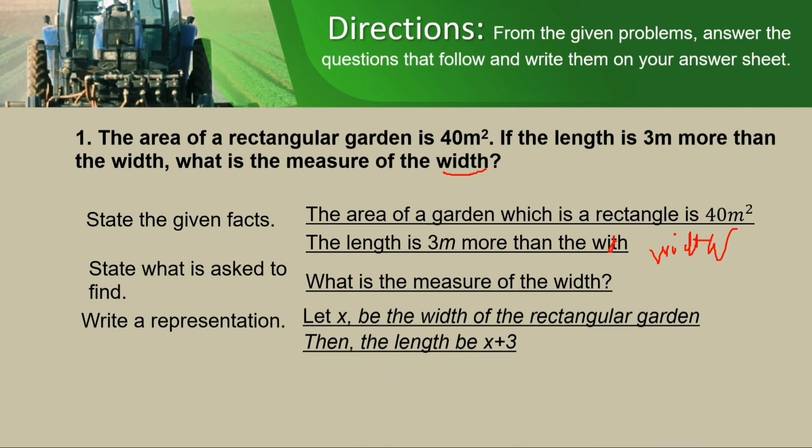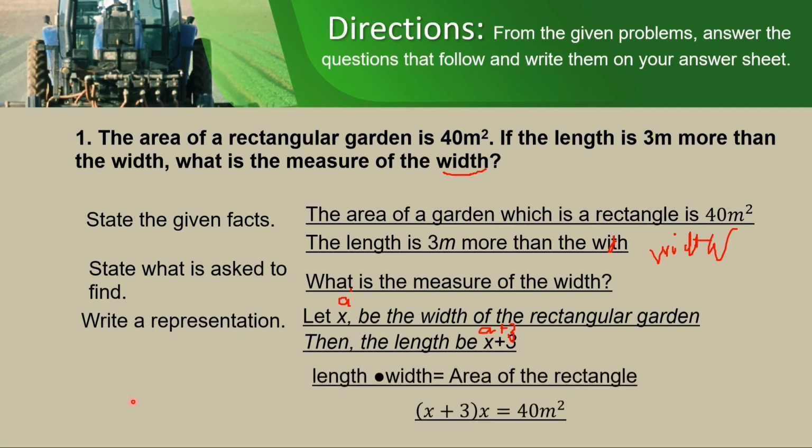Let x be the width of the rectangular garden, then x plus 3 will be the length. So if you make use of a, it's okay. Any letter in our alphabet can be used here. So it can be a and a plus 3. It can also be b, but you should express it in the same variable. What's the next step?